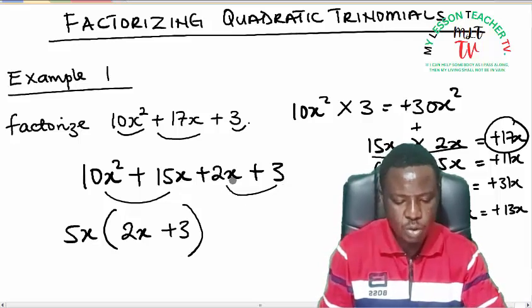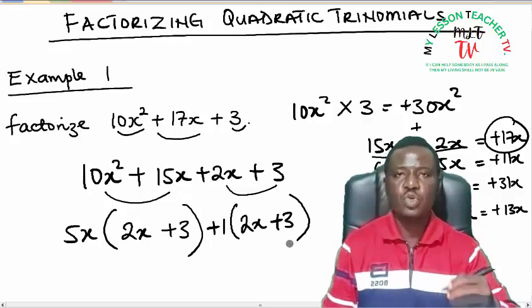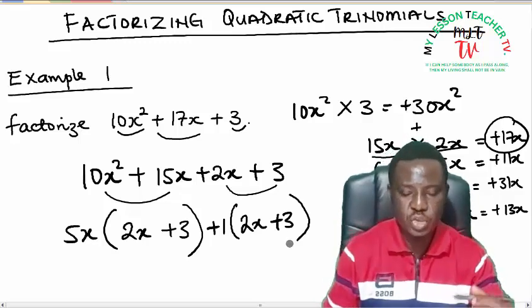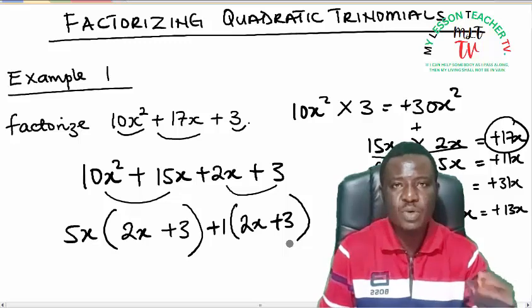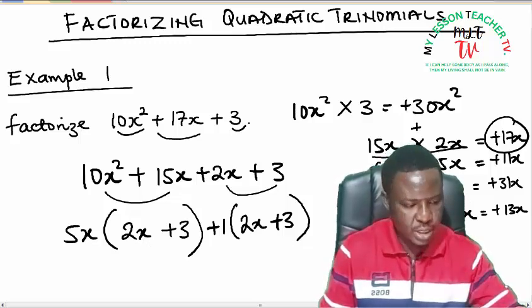What is common in plus 2x plus 3? 1 is common, so we have plus 1 into bracket 2x plus 3. Now, for you to know that your factorization is correct, what you have in the two brackets must be equal. That is, in this case, we have 2x plus 3.